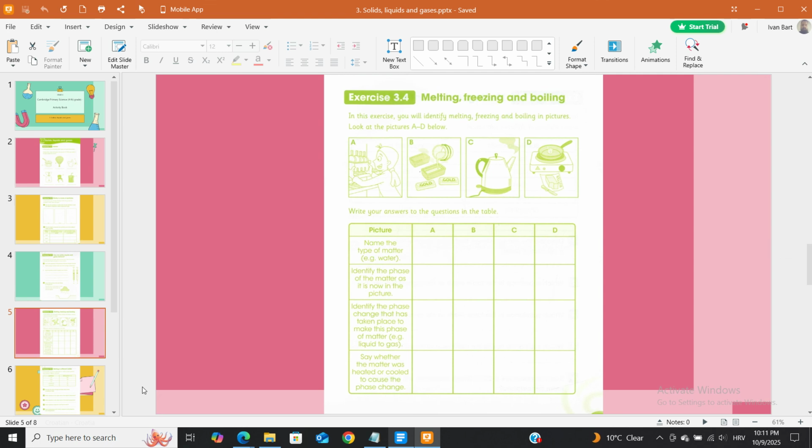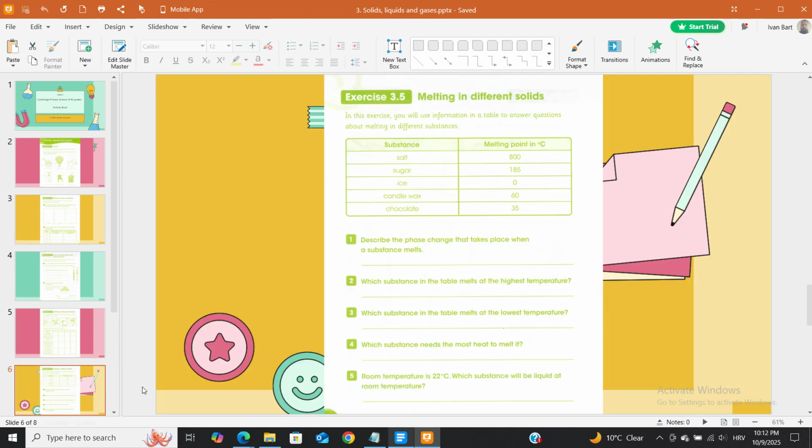Gold. Write your answers to the questions in the table. Picture. Name the type of matter. Water. Identify the phase of the matter as it is now in the picture. Identify the phase change that has taken place to make this phase of matter. Liquid to gas. Say whether the matter was heated or cooled to cause the phase change.